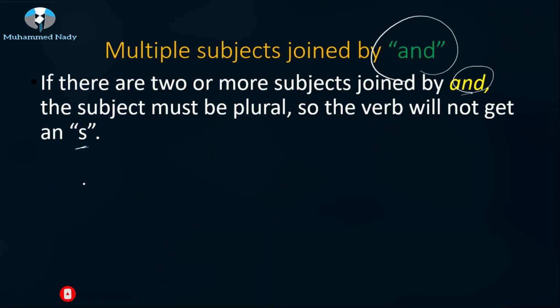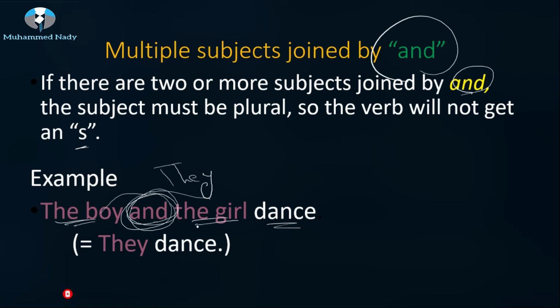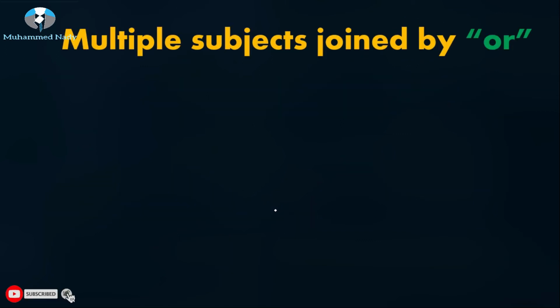So look at this sentence. The boy and the girl dance. So that means boy and girl, we have the word and in between, so they are they. And for they, we don't use an S because they is plural. That means that it has a hidden S inside, so we cannot add an S to dance because it's plural.